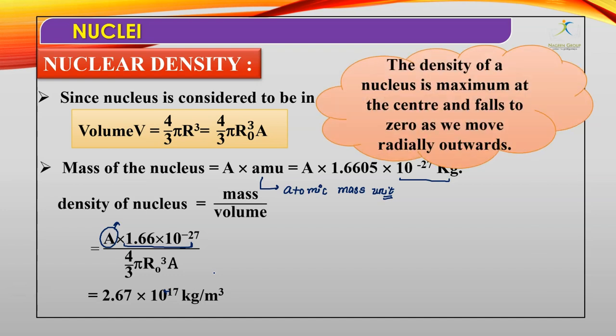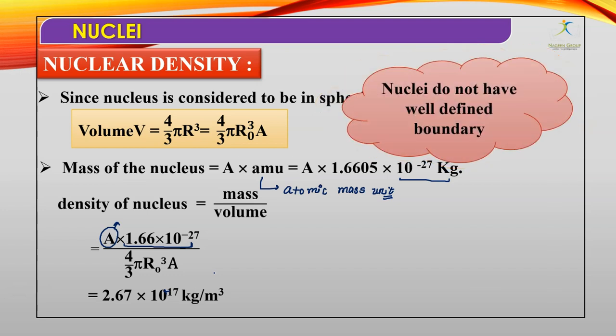The density of a nucleus is maximum at the center and falls to zero as we move radially outward. Nuclei do not have well-defined boundaries, but they have some range where a particle, if it wants to enter, will feel a repulsion or attraction, depending on the nature of the particles.